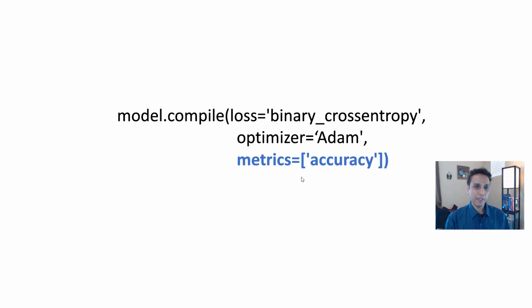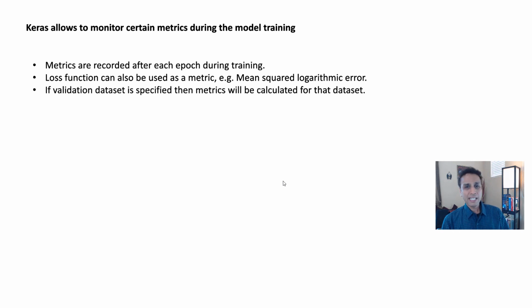Okay, and in this example we're using accuracy. Now it's self-evident, that's why this will be a rather short video, but in Keras, it allows you to monitor certain metrics as we are training the model. Metrics are recorded after each epoch during the training process, and a loss function can also be used as a metric. For example, for regression problems, you can use mean squared error or mean squared logarithmic error, and that can also be a metric, okay? Because you're, after all, trying to minimize the loss function. So by monitoring the loss function, you can use that as one of your metrics.